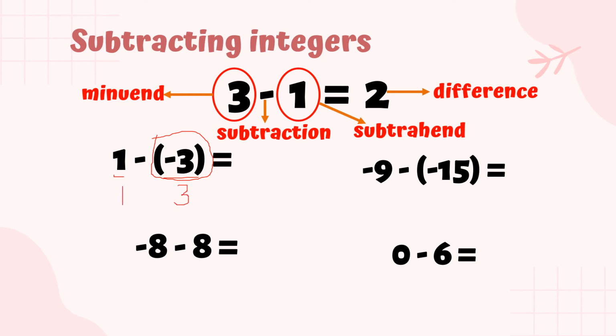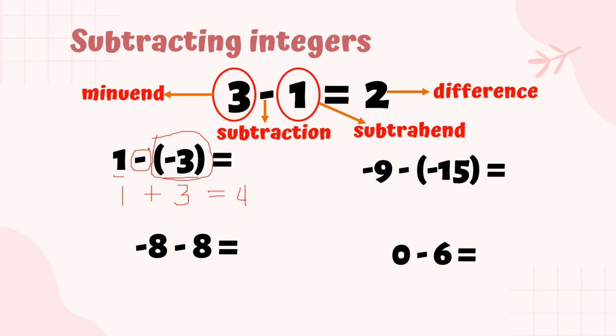So simply copy the minuend and of course, ang subtraction magiging addition na yan. So proceed to the rules of addition. So recall again the rules in adding integers. So we have now the new operation 1 plus 3, which is equal to 4.